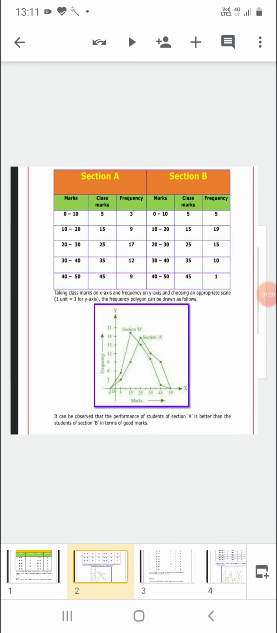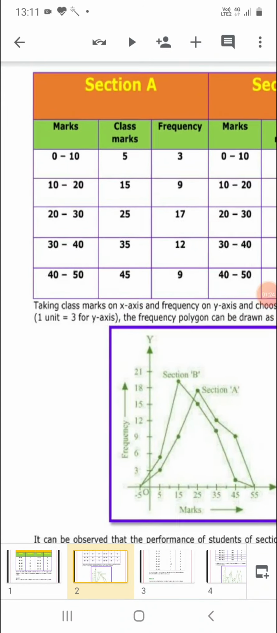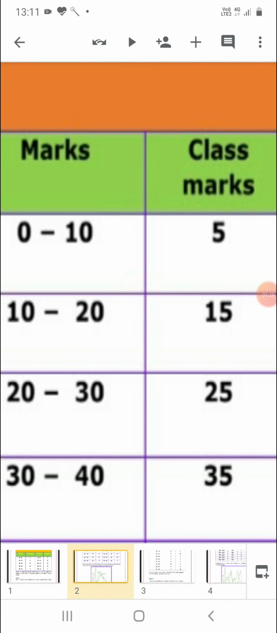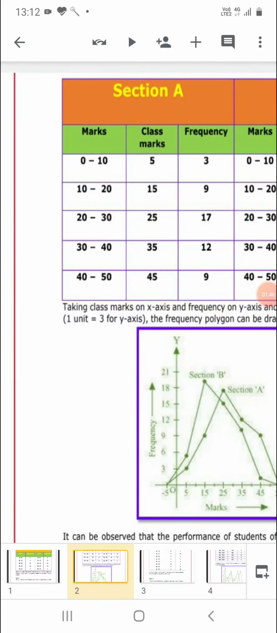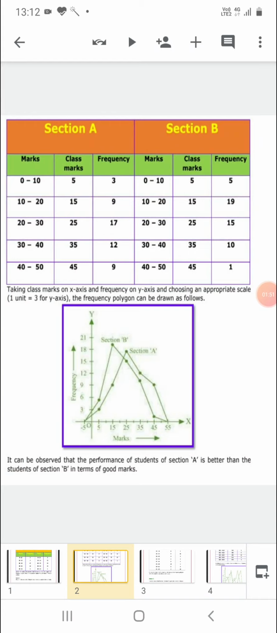So here are the class marks. 0 plus 10, that is 10, 10 by 2 is 5. 10 plus 20, 30, 30 by 2 is 15. 20 plus 30, 50 by 2, 25. 30 lower limit plus 40 upper limit, 70 by 2, that is 35. In this way you will get the class marks, and the same class marks you will get for section B because the classes are the same.